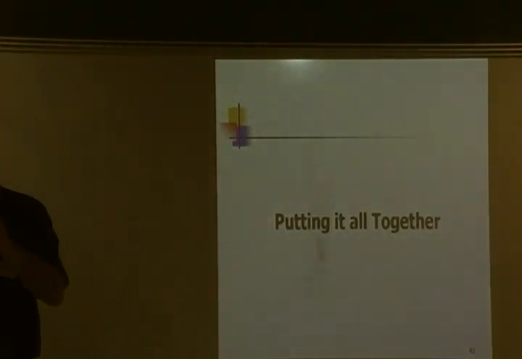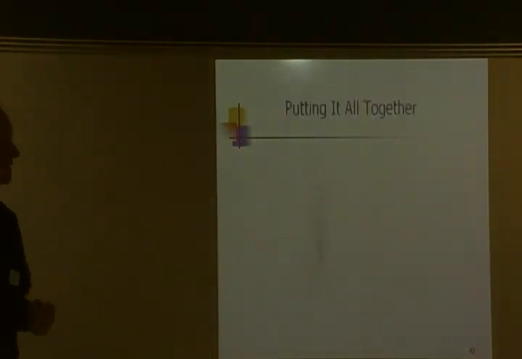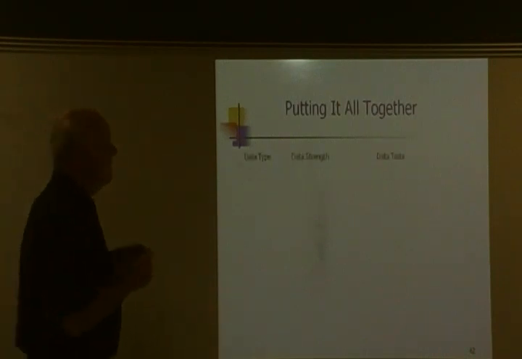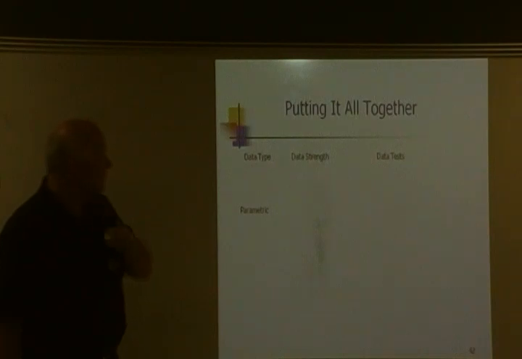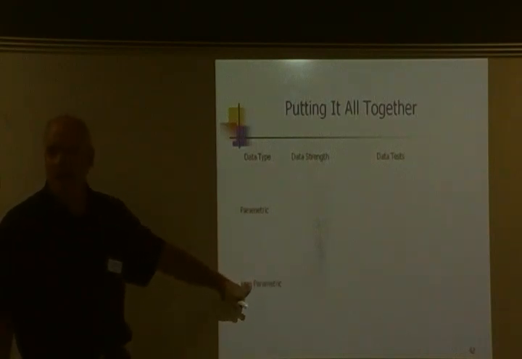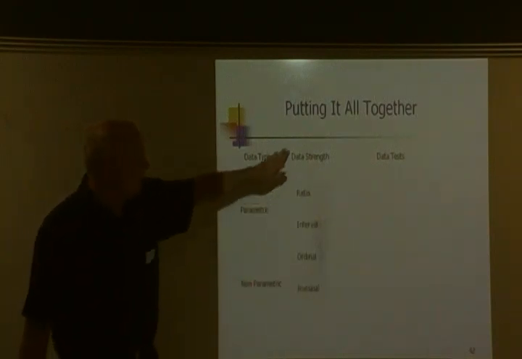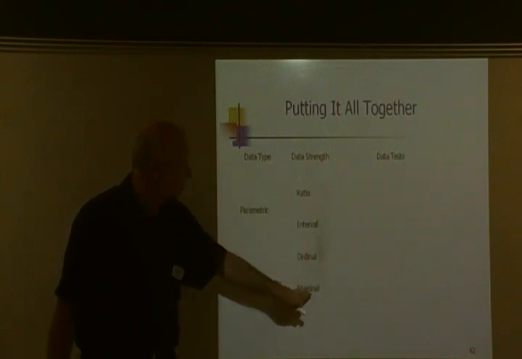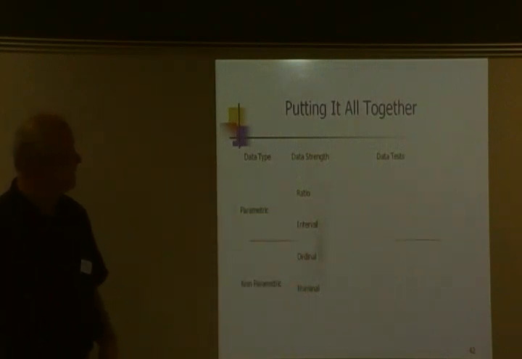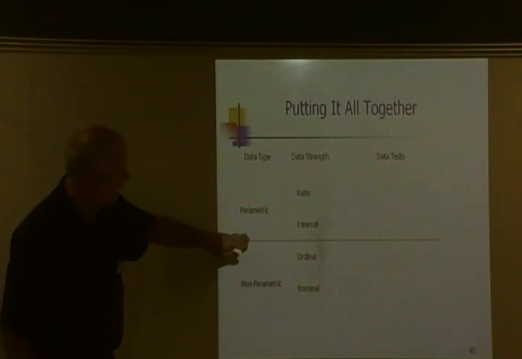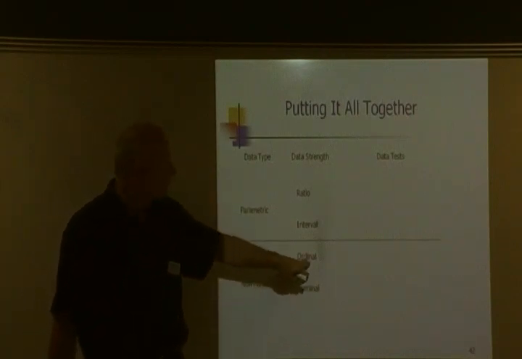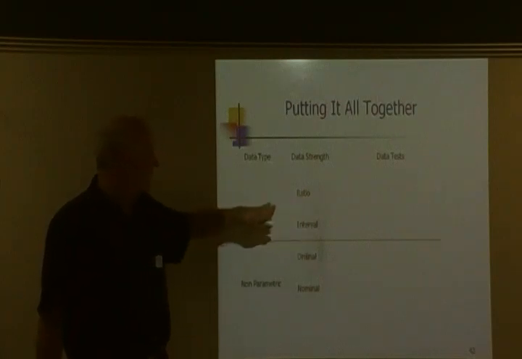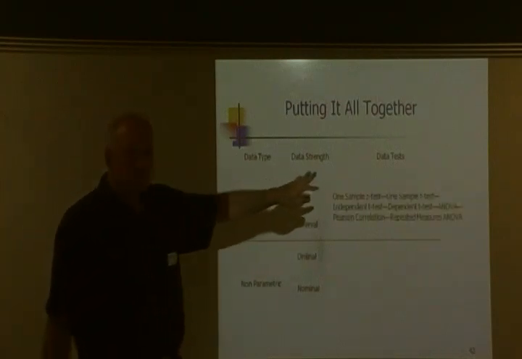Now, putting it all together, this is what's exciting. We have the data type, the data strength, and the data test. We have the parametric, we have the non-parametric. We have the ratio, the interval, the ordinal, and the nominal, and then we have the dividing line there. Dividing line between the parametric and non-parametric. Nominal, ordinal, non-parametric, interval, ratio, parametric.